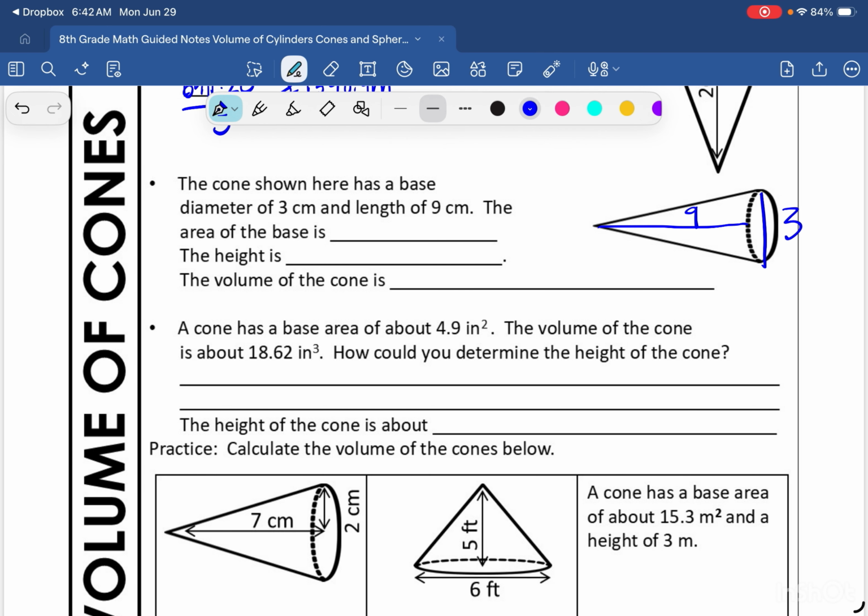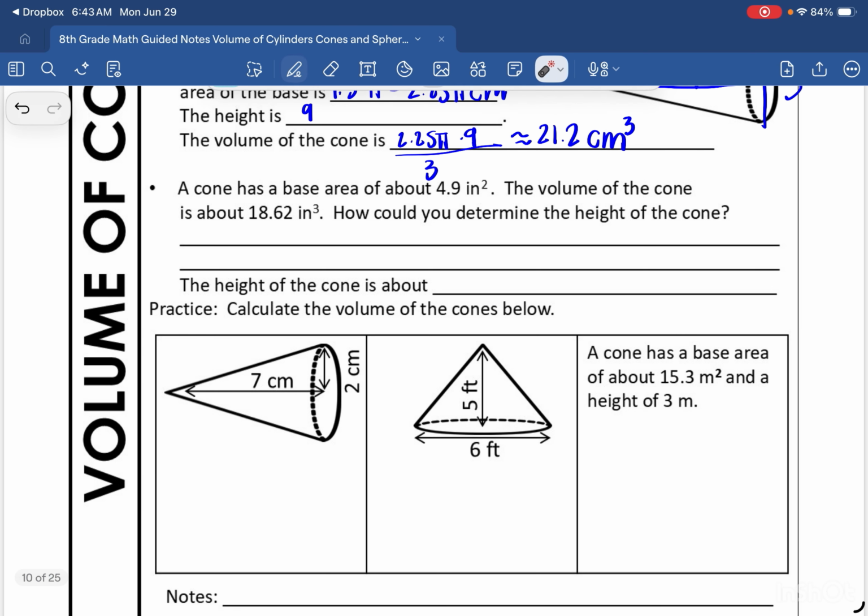The area of the base, well, it tells me the diameter, d, equals 3, but I need to know the radius. So the radius will be half of that, 1.5. So the area of the base is going to be 1.5 squared times pi, which will equal 2.25 pi centimeters squared. The height is right here, that's going to be 9. So the volume is going to be the base area, which is 2.25 pi, times the height divided by 3. And that is about 21.2 centimeters cubed.